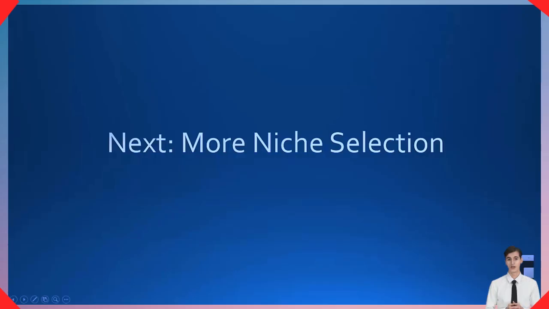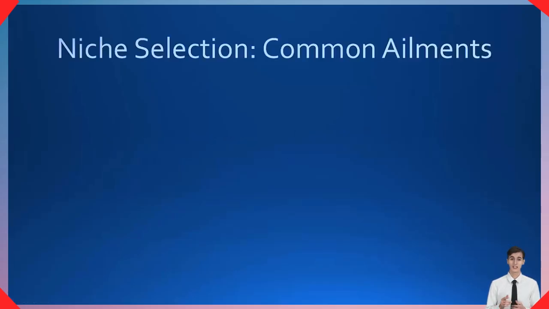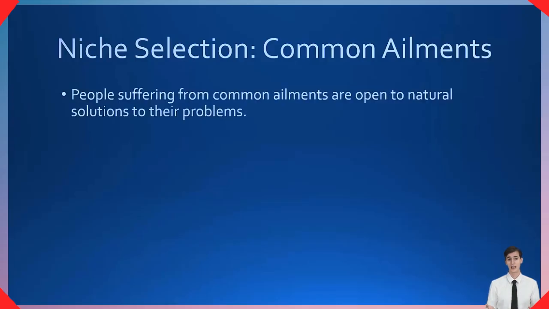markets. In this video, we will be talking about more niche selection strategies. And we're going to start with going after common ailments as another very popular niche market. Because within common ailments, there are literally hundreds of possible niche markets or angles that you could pursue and go after a quality niche market.